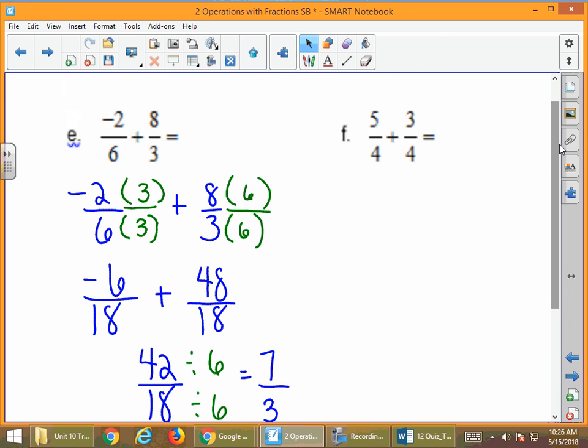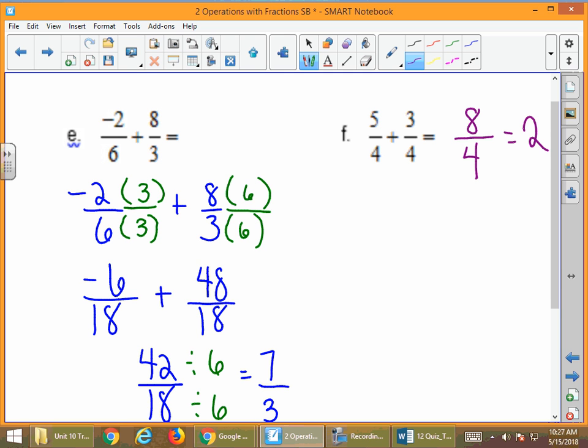Letter F. To add or subtract fractions, we have to have a common denominator. On letter F, we're fortunate enough that we have a common denominator. We've got 5/4 plus 3/4. Leave the denominator alone. So we added the 5 and the 3. We kept the denominator of 4. And lastly, can we divide 8 divided by 4? It's 2.